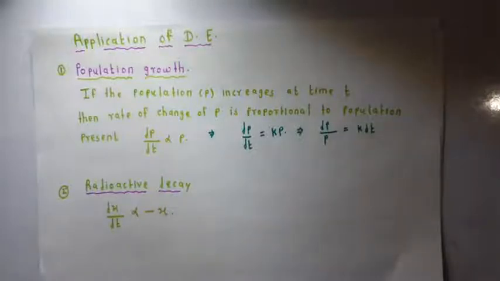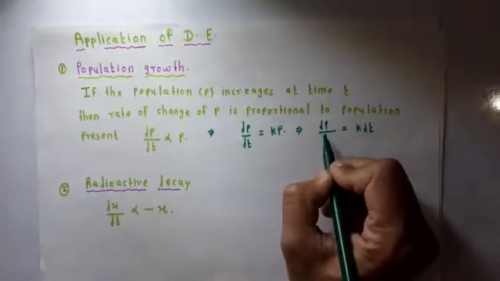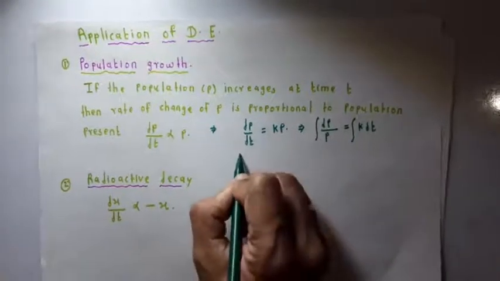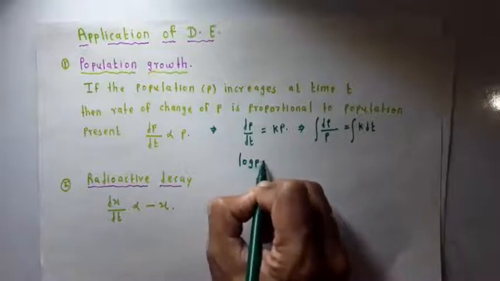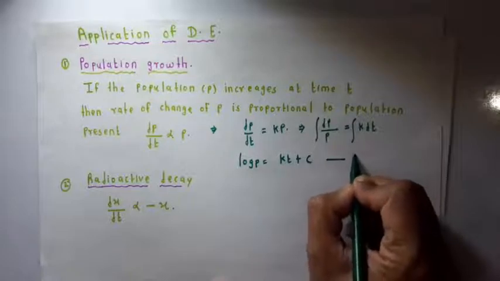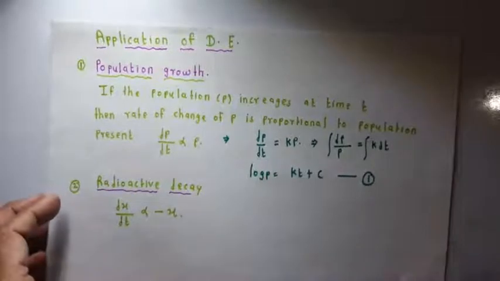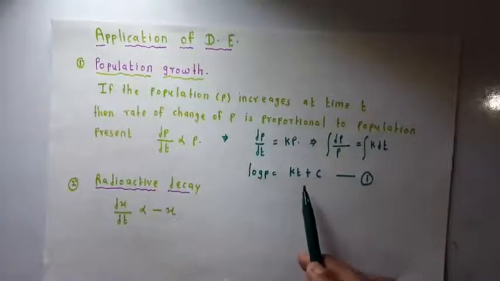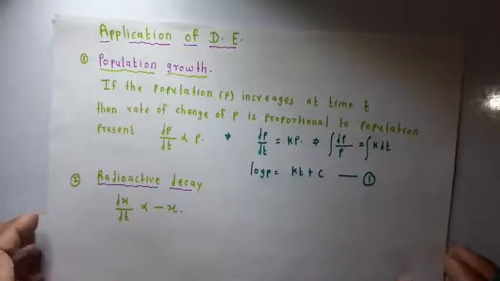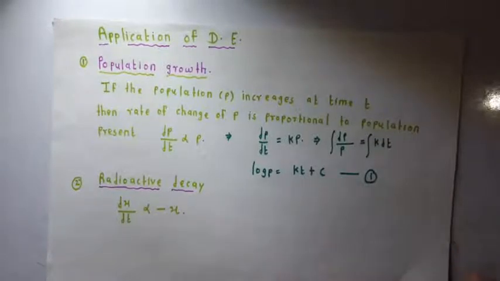Now solving the differential equation means integrating the variable separable form. We will get log P equal to Kt plus C, and this is our basic equation. Then whatever information is given in the problem, we put in this equation, find K, find C, and step by step we get the solution, that is the population growth. This is the first application.